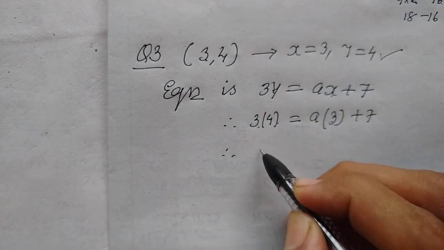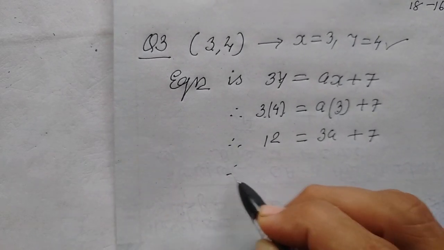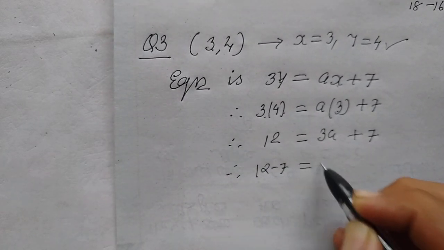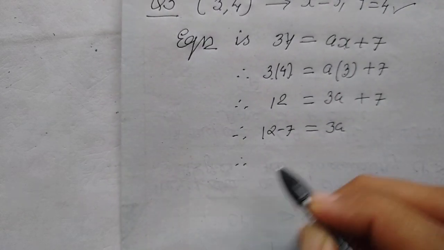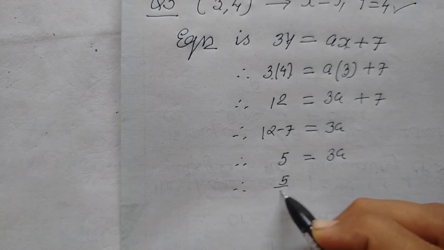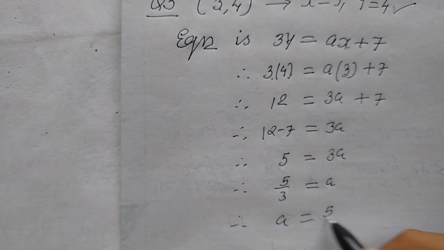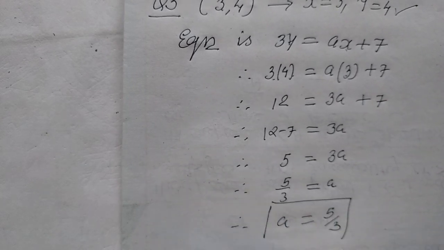So 3 into 4, 12, equals 3a plus 7. 12 minus 7 equal to 3a. 5 equal to 3a. 5 by 3 equal to a. Therefore a equal to 5 by 3 children. This is your answer children.